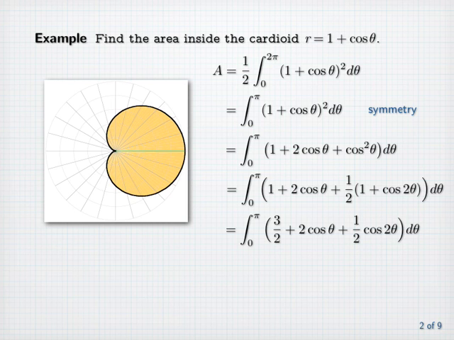So now we antidifferentiate, getting 3/2 theta plus 2 sine theta plus 1/4 of sine 2 theta, which we evaluate from 0 to pi. The value of the antiderivative at theta equals pi is 3/2 times pi plus 0, and the value at 0 is 0, so the area is 3/2 pi.